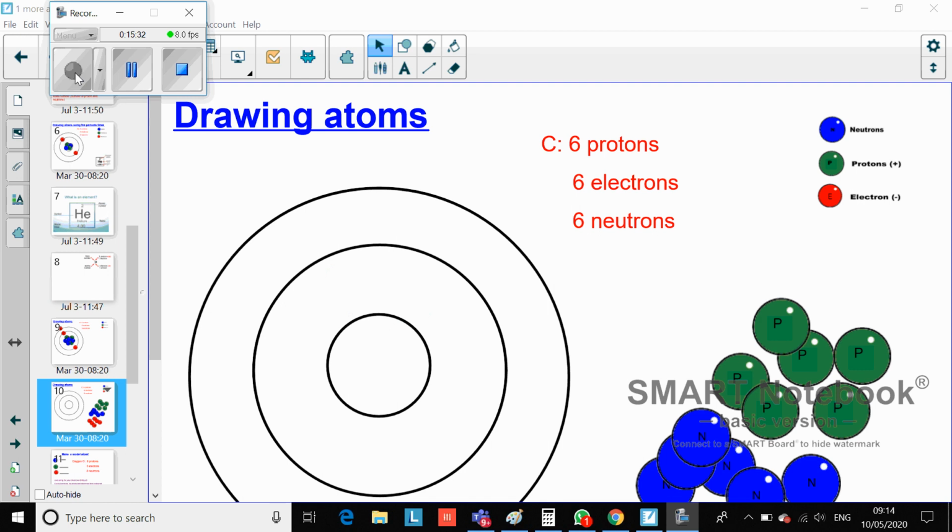Okay, so this time we're going to do carbon. Atomic number 6, mass 12. Okay, so once again, pause the video, draw it in, see what you would have got.